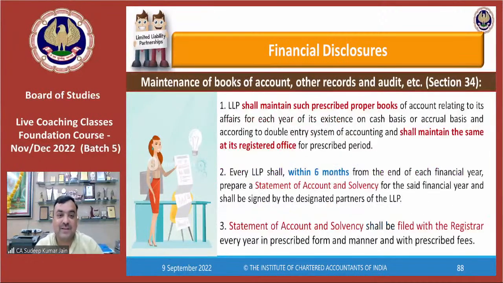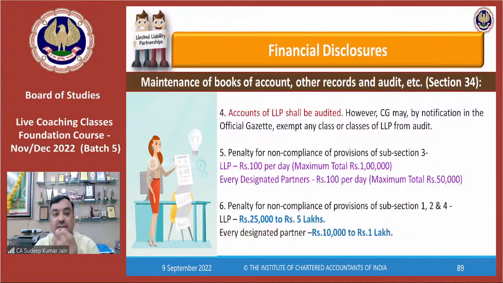Beta, I'll do it, don't worry. Okay, the summary of Section 34: first, every LLP shall prepare and prescribe books of account. Second, shall prepare the financial statement within 6 months from the end of the financial year. Third, this statement should be submitted to ROC within the time in prescribed form. Fourth, these books of account should be audited. So four provisions. Penalty for default in subsection 3 is 1000 to 1 lakh for LLP and 100 per day to maximum 50,000 for designated partner, right?